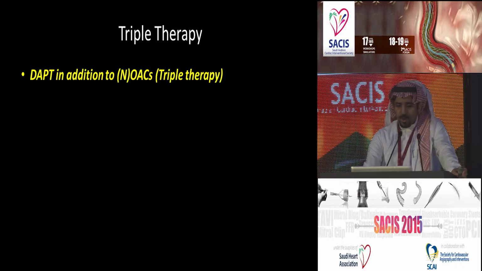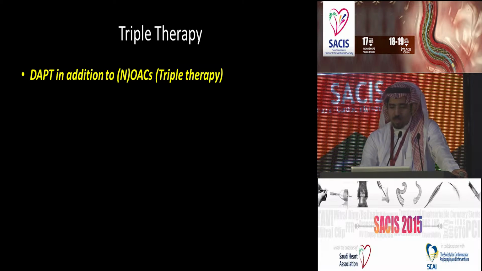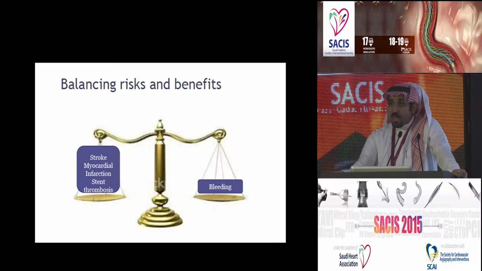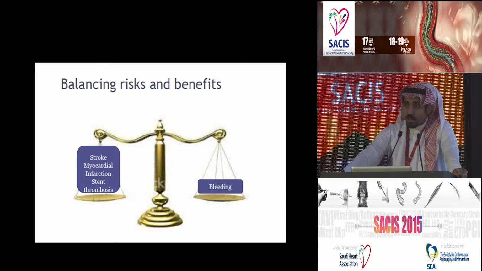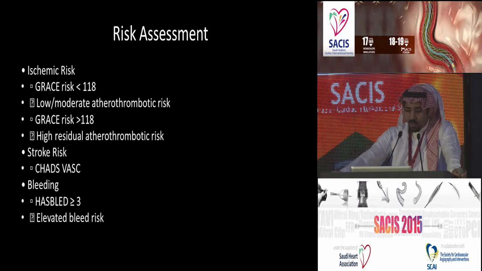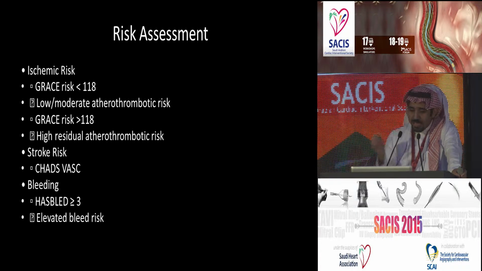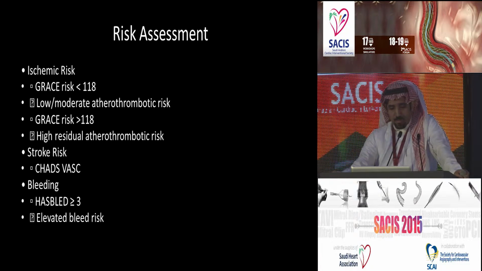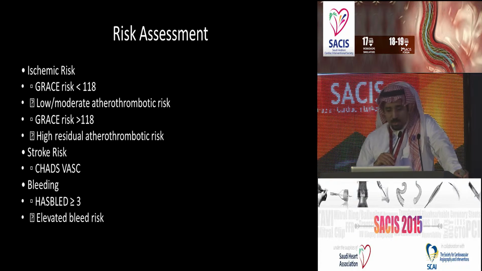What about triple therapy? What about DAPT in addition to NOACs as triple therapy? In this scenario, I think what you have to do as an astute physician is to balance the stroke and ischemic event risk versus the bleeding risk. We know that we have several risk scores that came about quite recently: ischemic risk scoring and stroke risk scoring, which is CHADS2 or CHA2DS2-VASc, depending on which one you think is more practical. For me, CHADS2 is better from a practical standpoint.